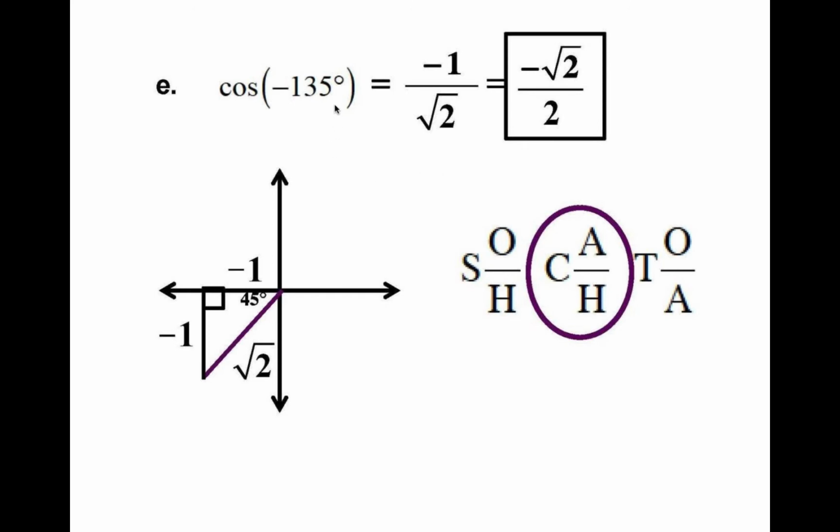Hopefully you notice that this ends in a 5. Whenever you see it end in a 5, your reference angle's 45. So 135 degrees in the negative direction, which is over here. Notice 135 plus 45 makes 180. And then the legs are equal. They're both 1. The hypotenuse is root 2. Left is negative, down is negative. And then cosine is adjacent over hypotenuse. So negative 1 over root 2, which rationalizes to negative root 2 over 2.